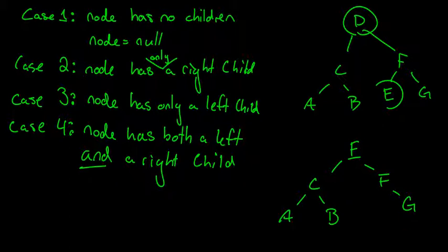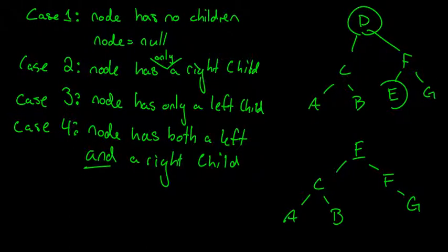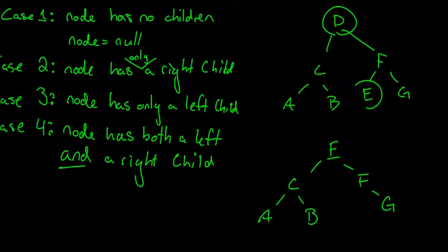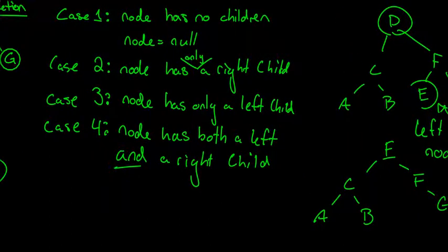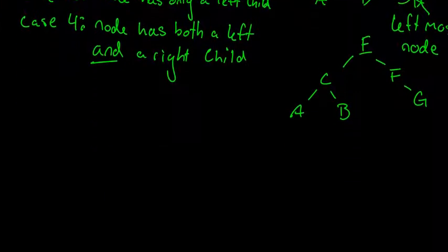Okay, so that means that we have to find the item that's closest to D but the smallest on the right subtree, which will always be the leftmost node of the right subtree. Okay, so now let's try to write some code for that then.